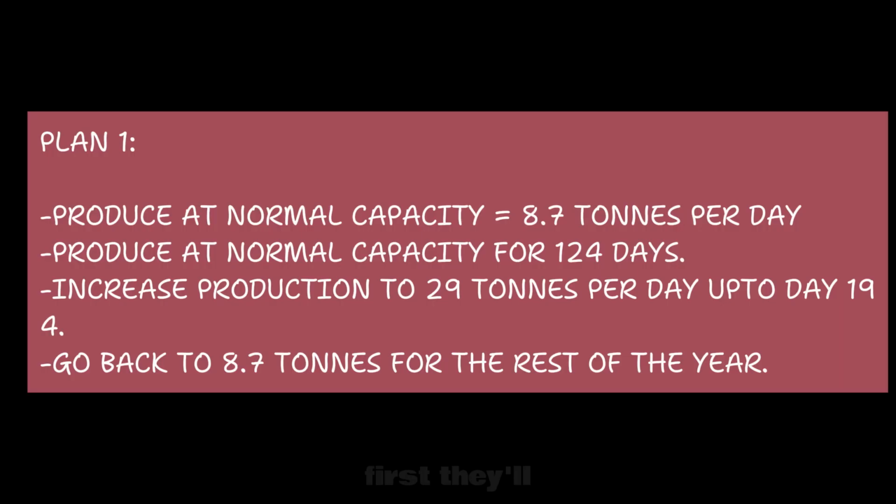Plan 1. First, they'll set up the factory to produce at a normal capacity of 8.7 tons per day. For the first 124 days of the year, they'll produce at this level. Then, they'll ramp up the production to 29 tons per day using overtime, temporary staff, and subcontracting. They'll maintain this higher production rate until day 194, then scale back to 8.7 tons per day for the rest of the year. That's plan 1, okay?